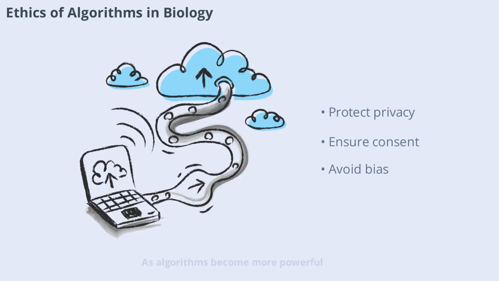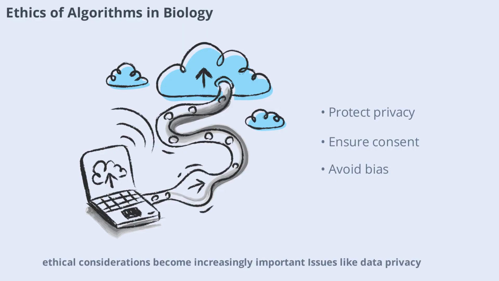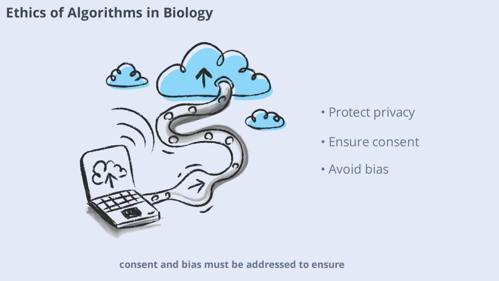As algorithms become more powerful, ethical considerations become increasingly important. Issues like data privacy, consent, and bias must be addressed to ensure that algorithms are used responsibly in biological research. Researchers must balance the benefits of algorithmic analysis with the need to protect individuals and maintain public trust.